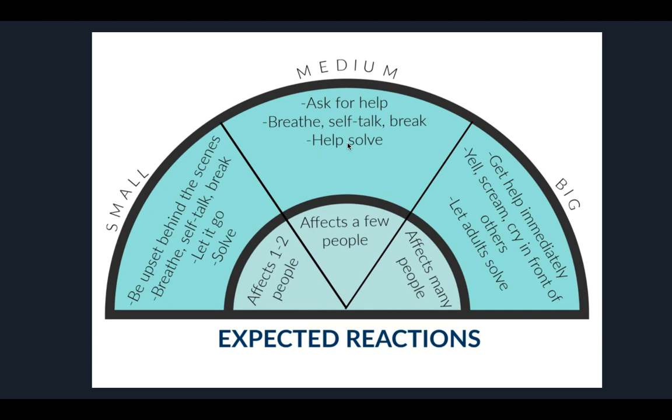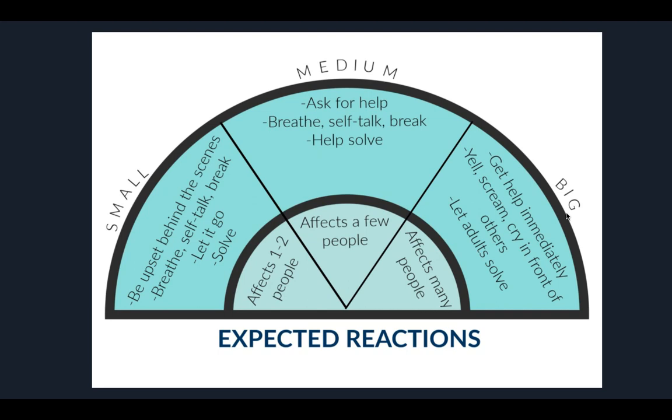For the medium problem, I said that you broke a window. So we're definitely going to have to ask for help. You are going to, again, breathe, self-talk, and take a break to get through those big emotions. I'm not going to, again, have big reactions. I'm not going to yell, scream, blame other people. I'm not going to run away. I'm not going to have a big reaction to my medium problem because I want to stay calm. I want to use my tools so I can help solve the problem. I'm going to be honest. I'm going to ask for help, and that is going to be a very expected reaction.